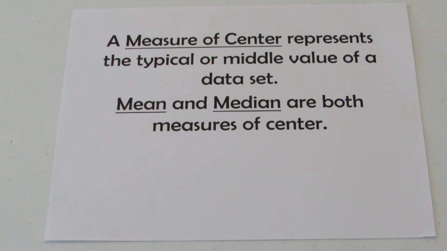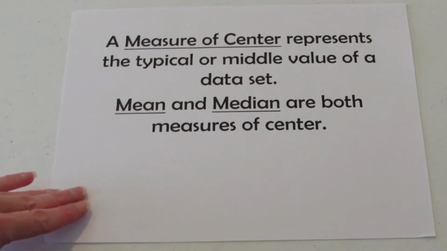So a measure of center represents the typical or the middle value of a data set. And mean and median are both measures of center. We have already talked about finding the mean and finding the median of a data set. Those are both ways to describe the measure of center of your data.